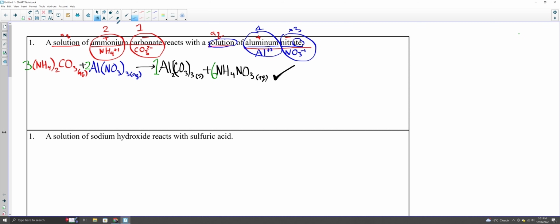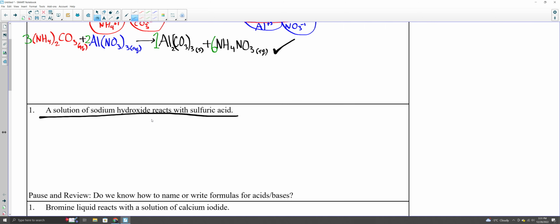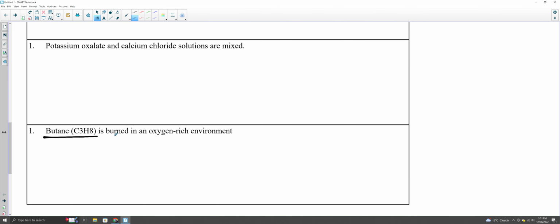All right, now it's your guys' turn to try some out. We'll go through an acid-base example and maybe a hydrocarbon combustion example as well.